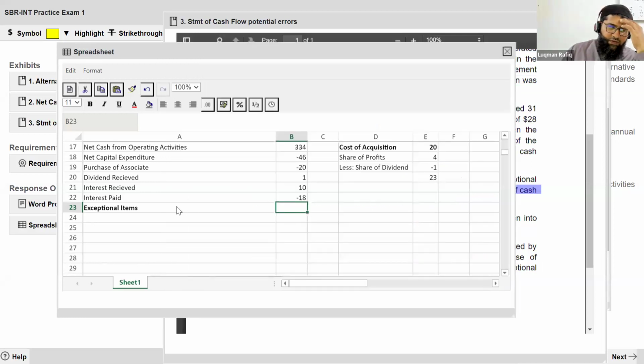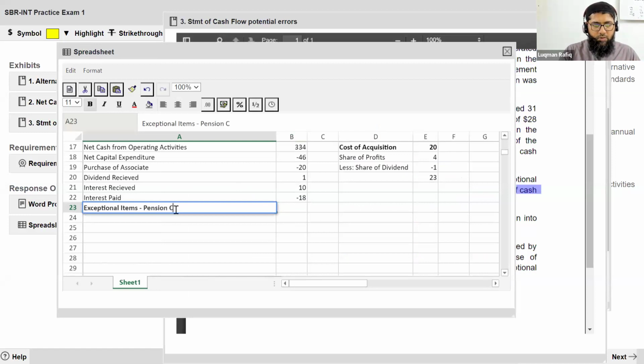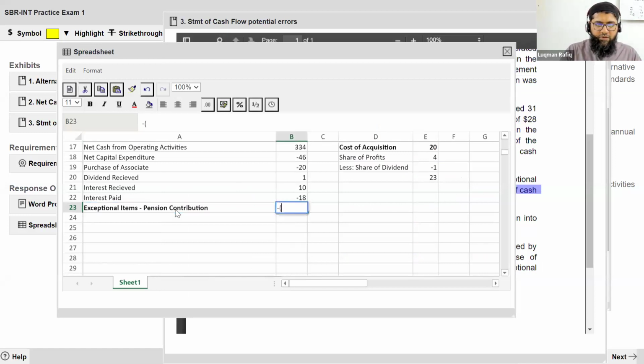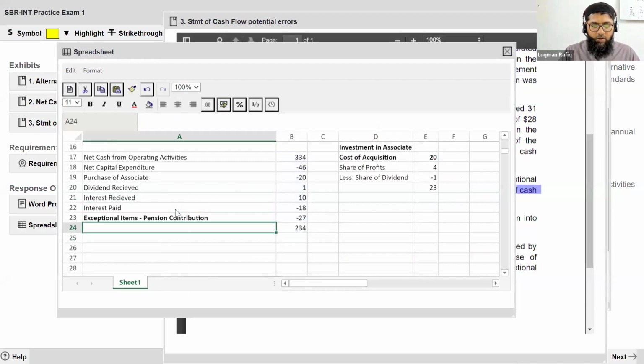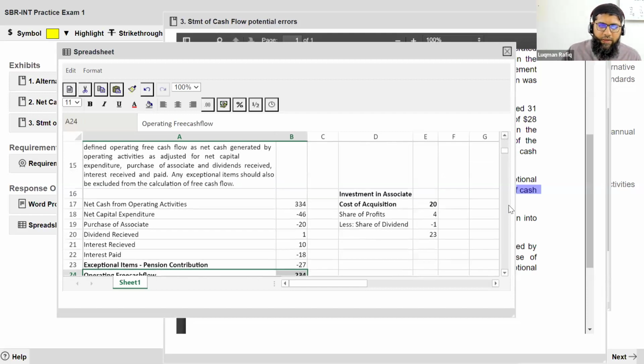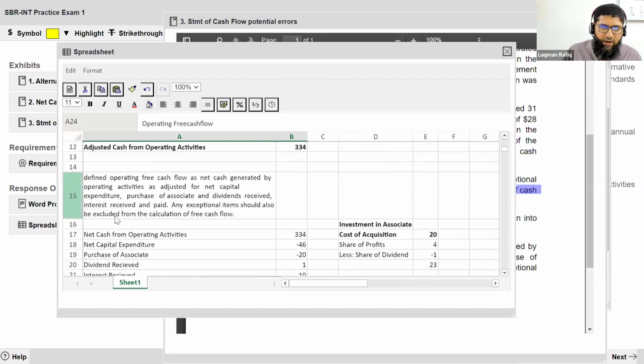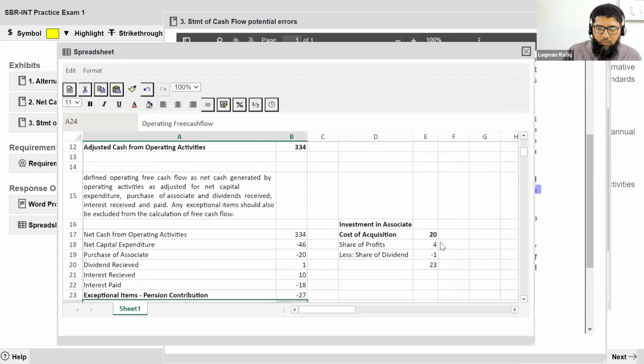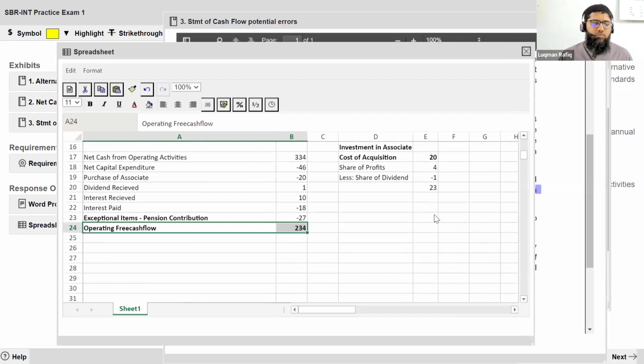So the net that you have is pension contributions, which is 33 minus 6, because you have received a 6 benefit also. So hence resultingly this is operating free cash flow. Now, if any one of you has got any questions in here, you're most welcome to ask.